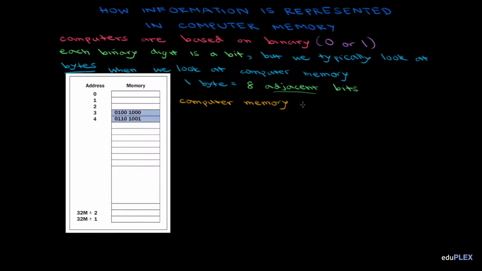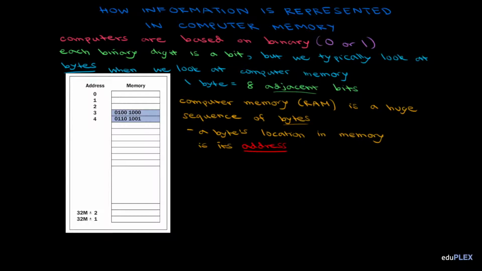Your computer's memory, or RAM, is just a huge sequence of bytes. A byte's location in memory is its address. So here in this diagram, we have a sequence of bytes, and if you notice, each byte has 8 binary digits, or 8 bits, that it's made up of, so this memory location number 3 is just made up of the 8 bits 0, 1, 0, 0, 1, 0, 0, 0, and altogether that makes up just 1 byte.